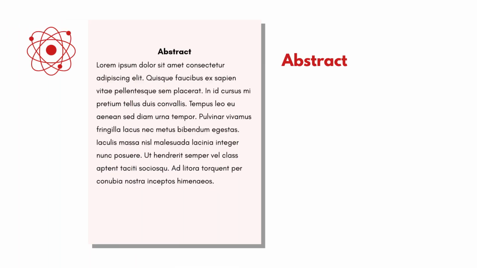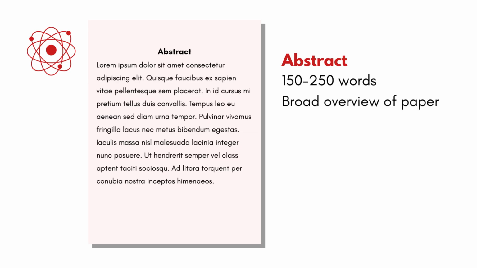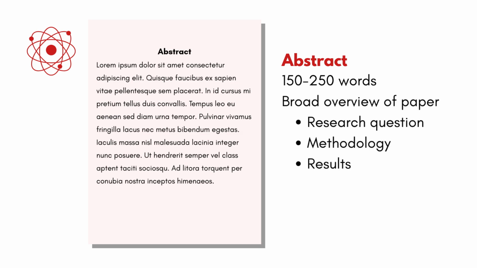Next comes the abstract, a brief paragraph of about 150 to 250 words that provides a broad overview of your paper, including your research question, methodology, results, and conclusions. Instructors will not always require an abstract, but they can be helpful for introducing longer, more detailed papers.